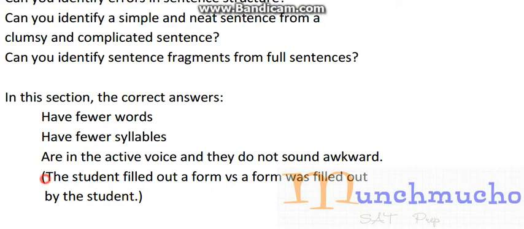Now, this first one, the student filled out a form, is written in the active voice. The second one right here, a form was filled out by the student, is written in the passive voice. So just know that in this section of the exam, the correct answer choices will be the answer choices that are in the active voice, like in the first form of the sentence.